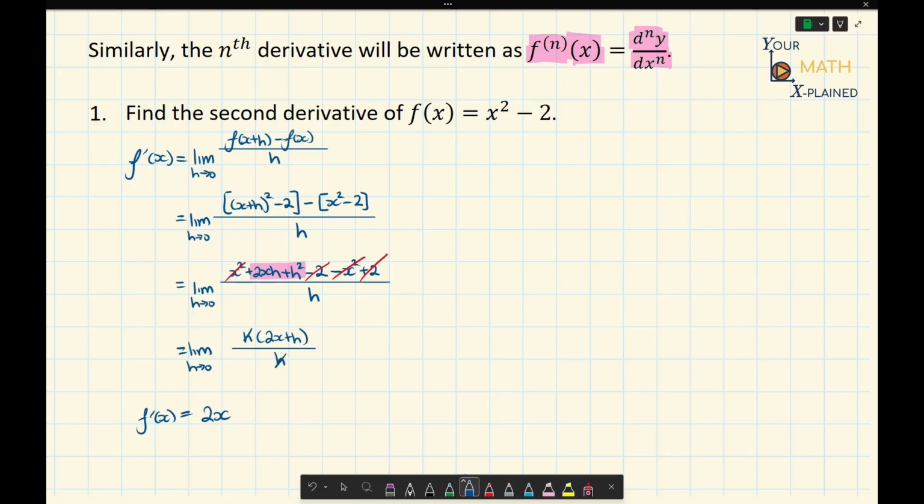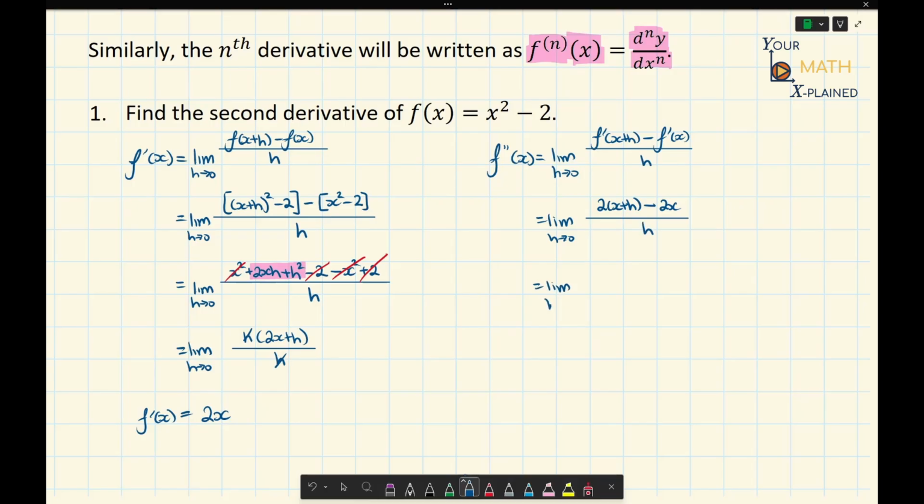And now to find the second derivative, we just have to do this all over again. So f double prime of x is going to be equal to the limit as h approaches 0. But now the function that we're using is f prime of x instead of f of x. So this is going to be f prime of x plus h minus f prime of x over h. So substituting our function in, we get 2 times x plus h minus 2x over h.